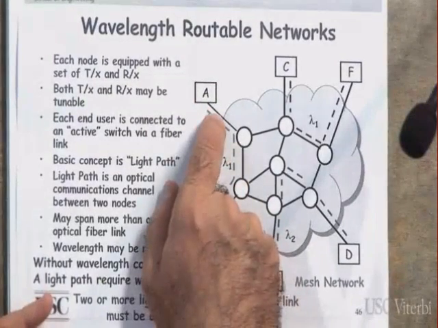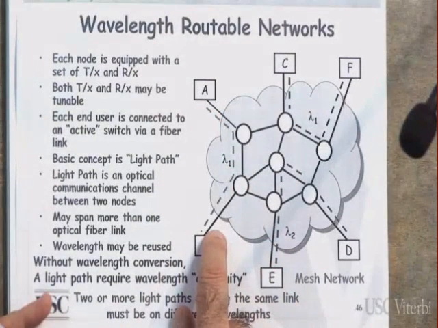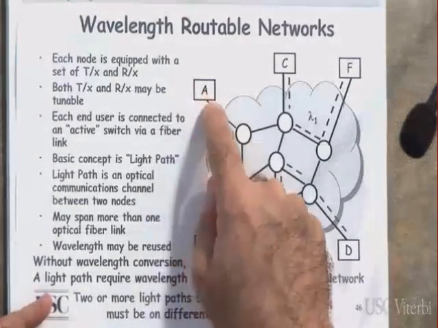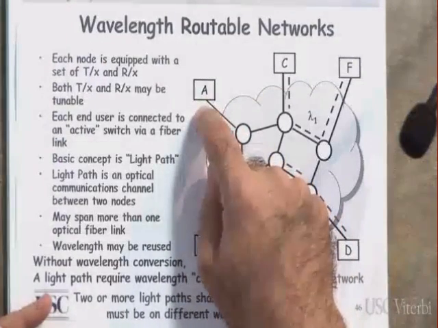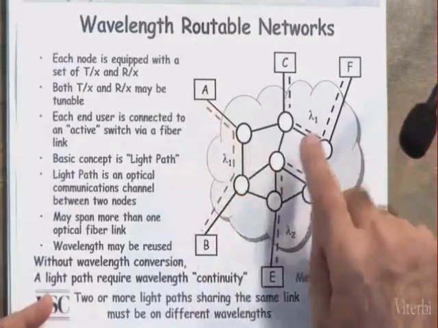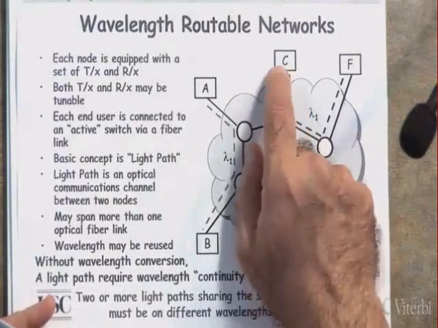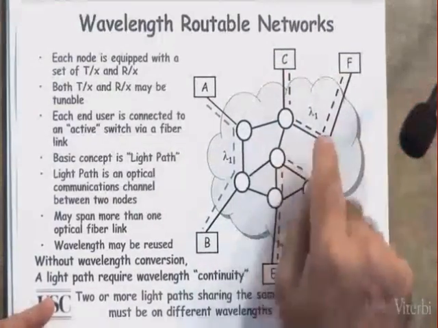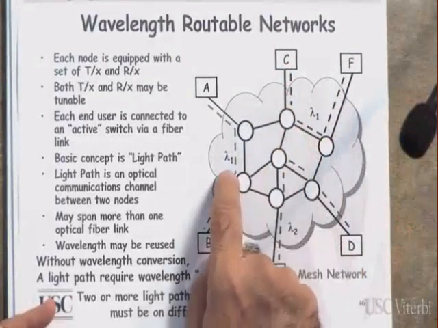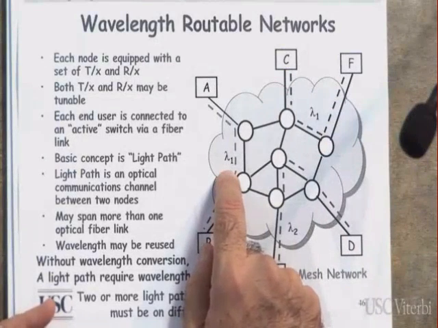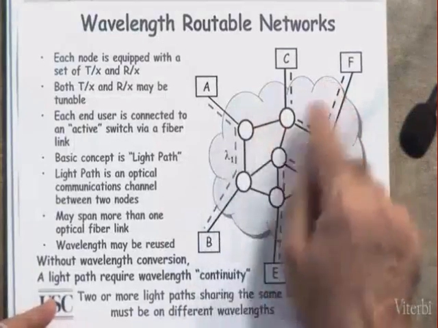If lambda 1 is available here, if lambda 1 is available here, if lambda 1 is available here, what do we say? We say that we do have a light path between A and B. Did you get this or not? Okay, now let me ask you a question. Could I have a light path at the same wavelength between C and F? I could have a light path. Does this one interfere with this one? No, it does not. Why? Because they do not go over the same fiber.